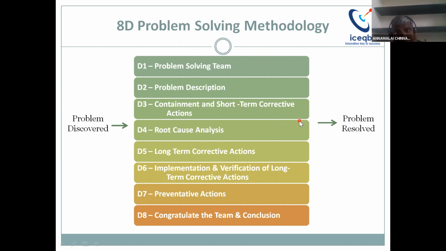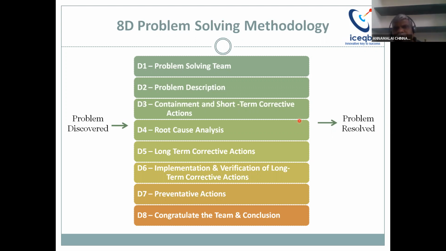So the first one is, we have to form a problem solving team. Maybe we can form a cross-functional team. Whichever team, for example, maybe some people from production, maintenance, quality, or in an IT services company, maybe people from software development, people from operation, people from IT support, people from quality. So a cross-functional team can be formed once a problem is identified, so that the problem can be analyzed and solved. That is the first step.